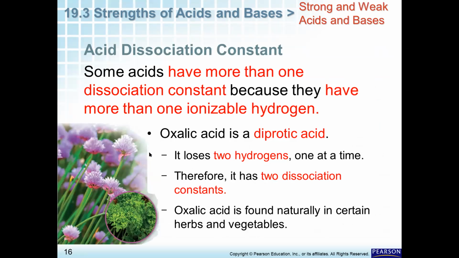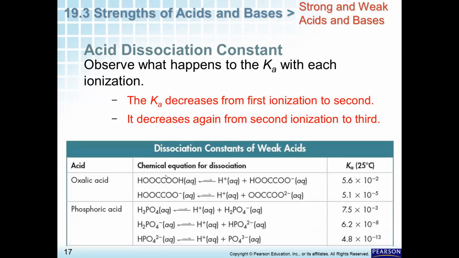Okay, some acids have more than one dissociation constant. We already said that. Oxalic acid is diprotic, and we explained that already. Now, the Ka decreases from the first to the second, as you can see. We already said that. If you look at the oxalic acid over here, the first one is 5.6 times 10 to the minus 2. The second one is 10 to the minus 5.